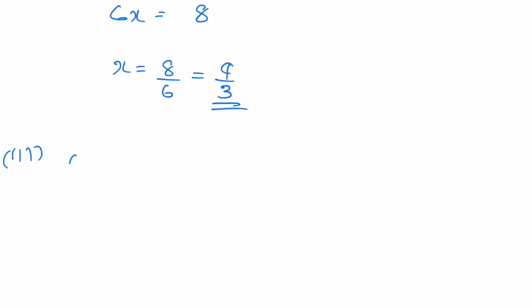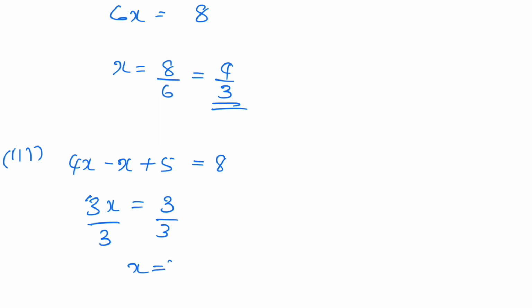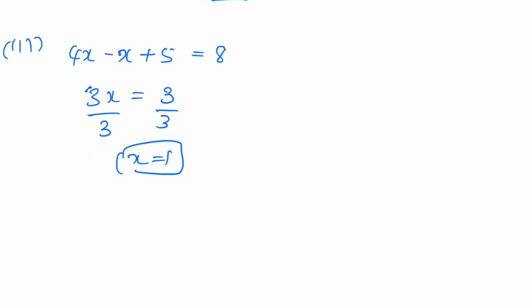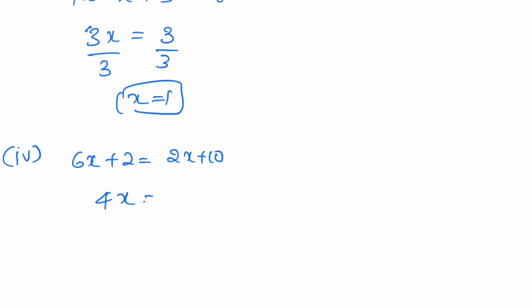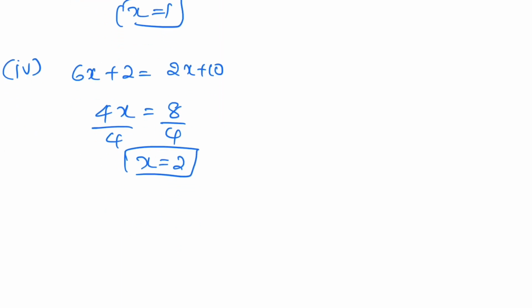Third one we have 4x minus x plus 5 equal to 8. 4x minus x will give you 3x. 8 minus 5 is 3. So x is equal to 1. Fourth one you have 6x plus 2 equal to 2x plus 10. 4x is equal to 10 minus 2 is 8. Divide by 4, x is equal to 2.